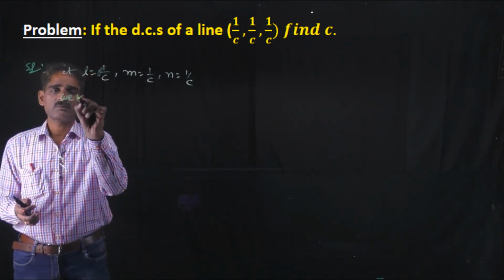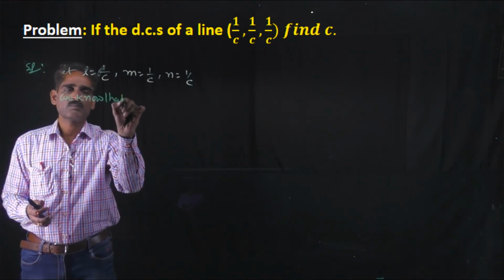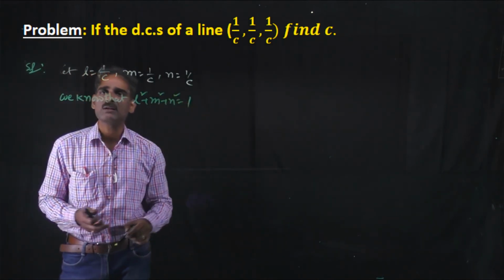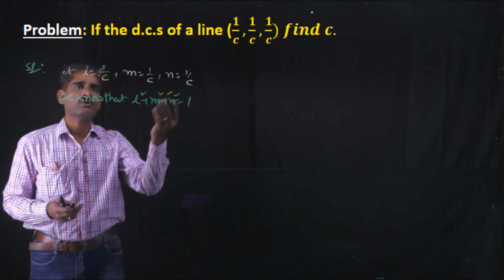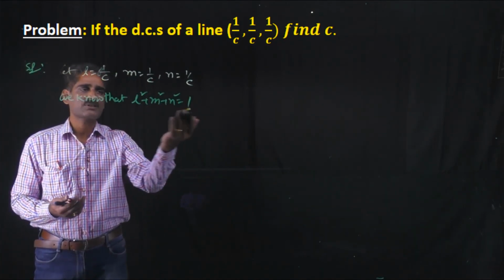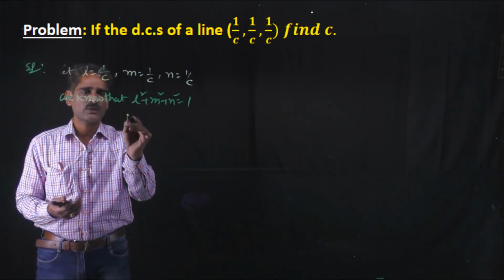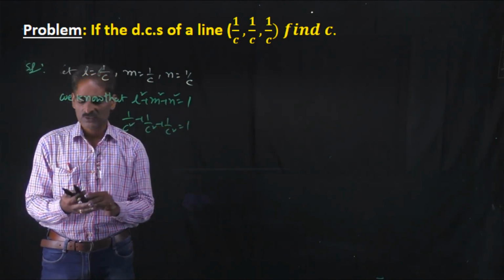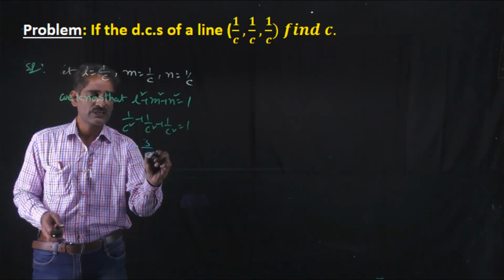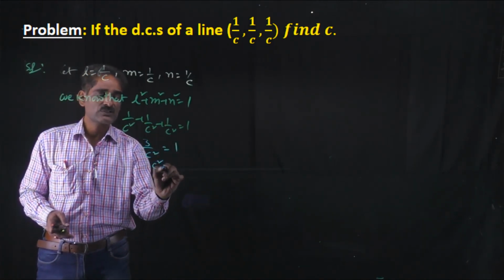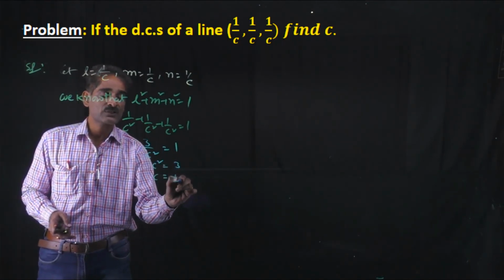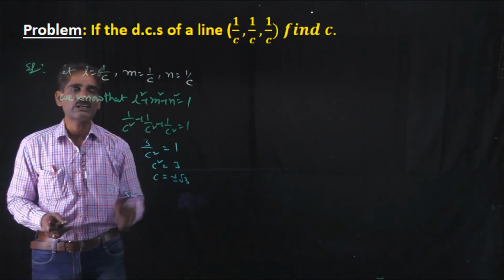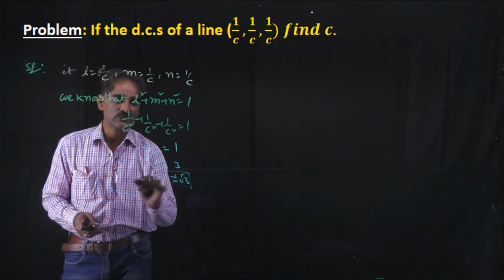We know that the sum of the squares of DCs of any line is equal to 1. Here l, m, n equal to 1 by c, 1 by c, 1 by c. l square plus m square plus n square equal to 1. Just substitute the l, m, n values. What will happen? 1 by c square plus 1 by c square plus 1 by c square is equal to 1. That means 3 by c square is equal to 1. c square is equal to 3. c is equal to plus or minus root 3. Therefore, c is equal to plus or minus root 3.